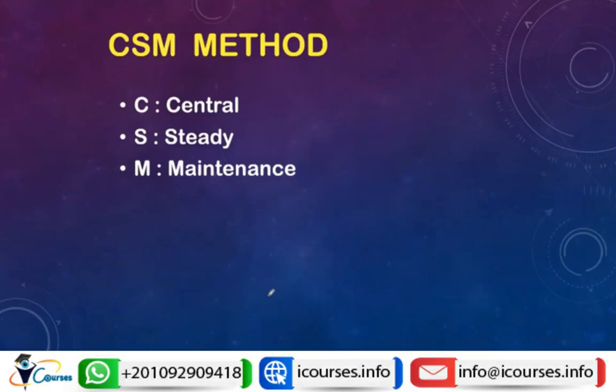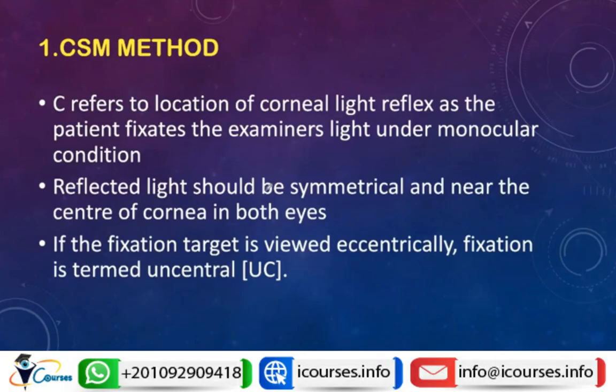First of all, there is a method called the CSM method, which is an abbreviation for central, steady, and maintained. So what is central, what is steady, and what should be maintained? This is the method for very young children, newborns, or pre-verbal children, in which we just test 3 functions. The C will refer to the corneal light reflex.